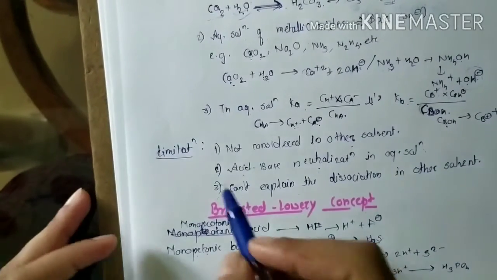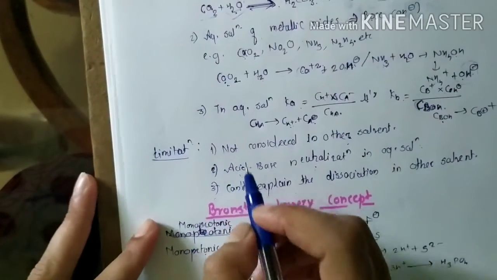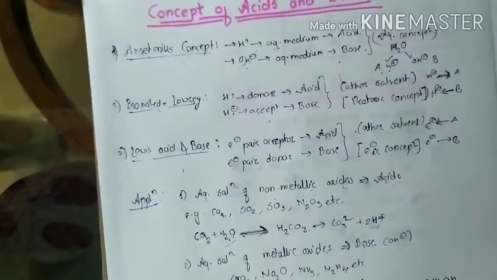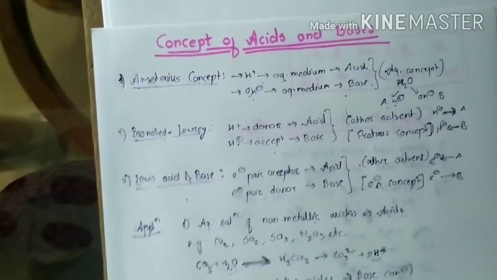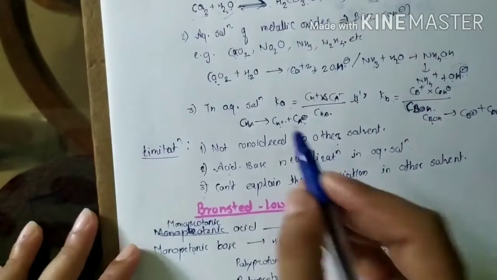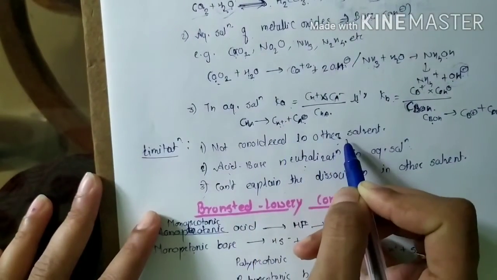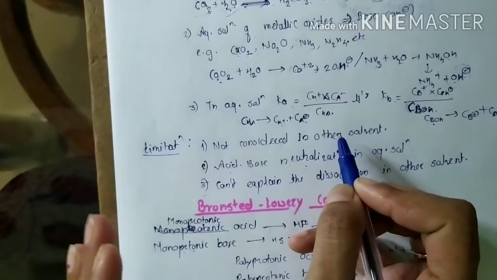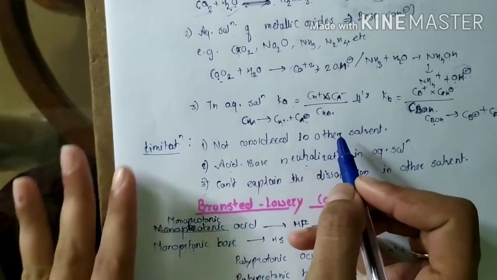Now next one, the limitation of the Arrhenius concept is that it is applicable only in an aqueous medium, and that's why it is not considered in other solvents. That's why we require the next concepts, Bronsted-Lowry and Lewis acids and bases.